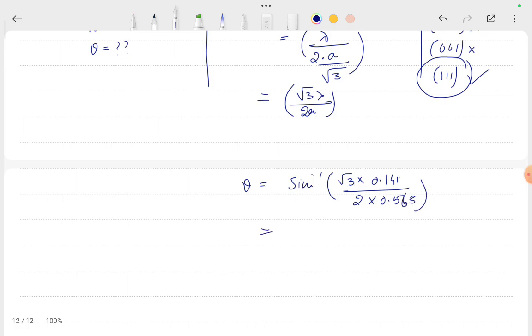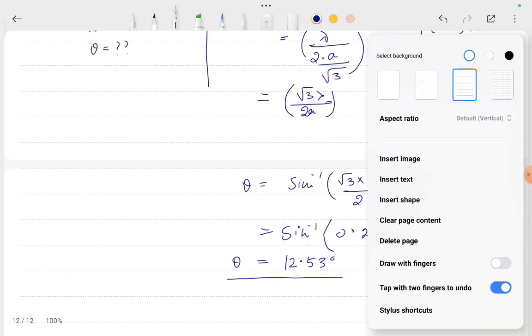And you get the value sin inverse 0.217, and it equals 12.53 degrees. Okay, so this is your answer. So just be careful at that point.